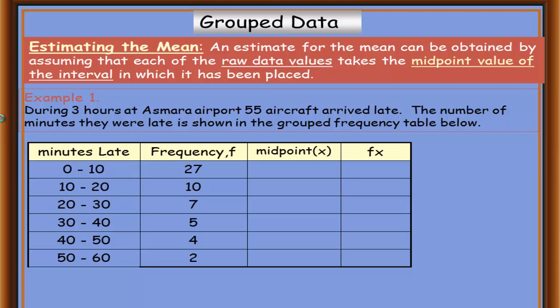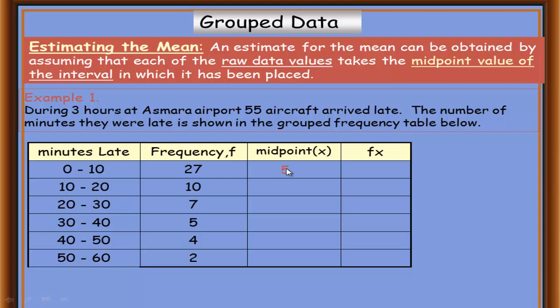The first one is aircraft arrived late from 0 to 10 minutes. The frequency is 27. The next is aircraft who are late from 10 to 20 minutes. The frequency is 10, and so on. Midpoint for this grouped data. The first one is 5.